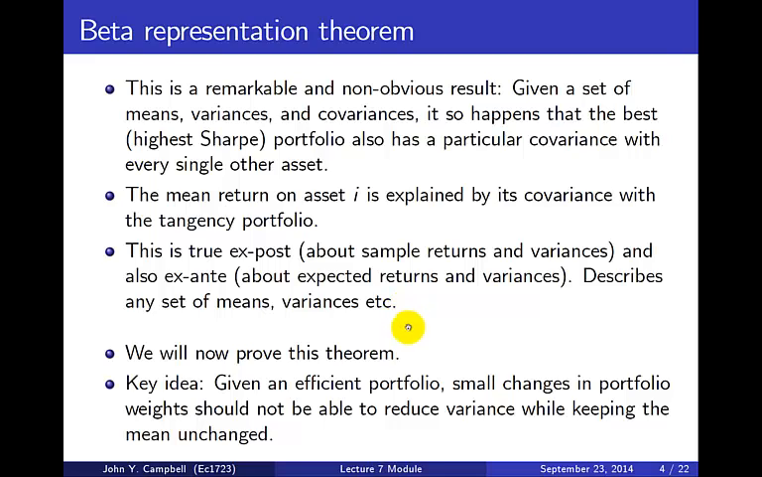So in the remainder of this online module, what I'm going to do is prove this theorem. And the key idea we're going to use is that given an efficient portfolio, there should be no way to tweak the portfolio weights to make small adjustments that would reduce variance while keeping the mean unchanged. Because if you could do that, the original portfolio could not be efficient.